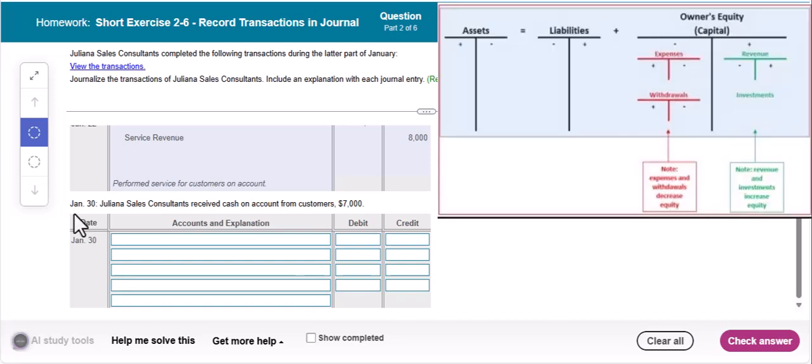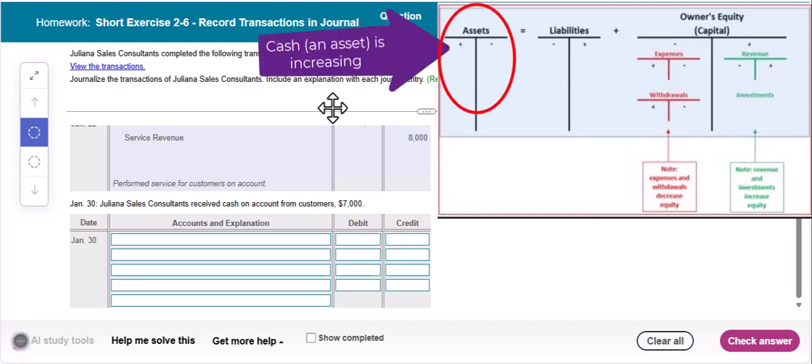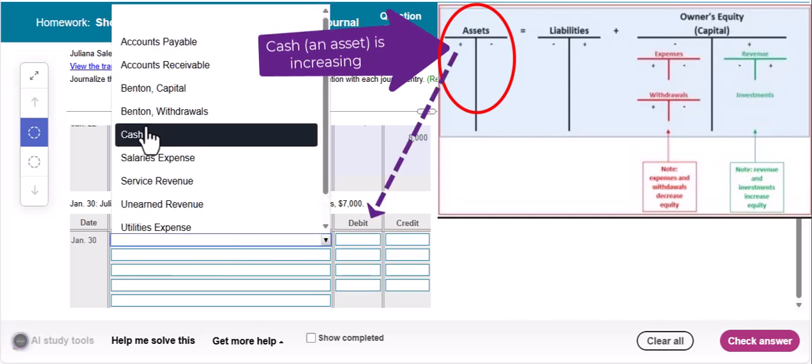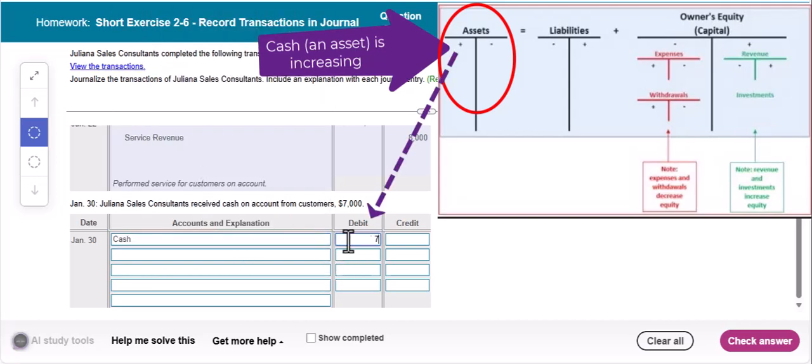So on January 30th, Juliana Sales Consultants received cash on account from customers for $7,000. So you received cash, cha-ching, and cash is what type of an account? It's an asset. And if assets are increasing, that is a debit. So I'm going to record cash for $7,000 as a debit. Remember, the cash is just a checking account.